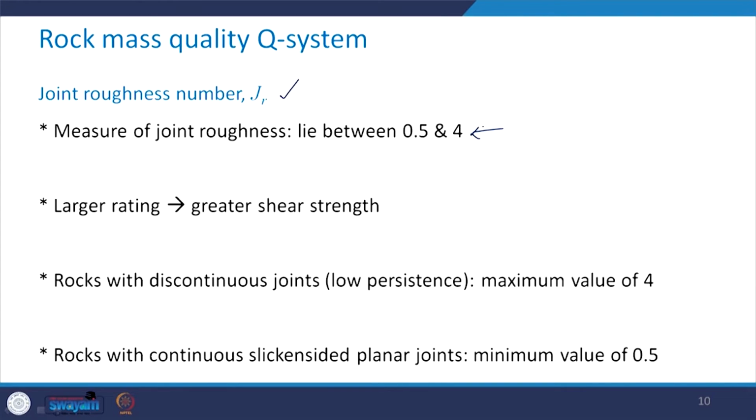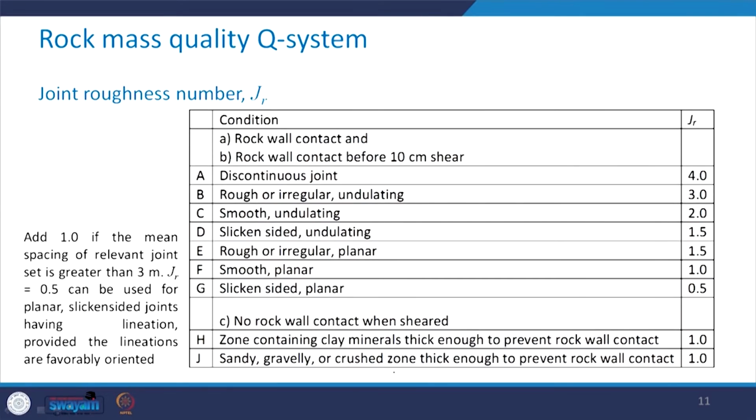Rocks with discontinuous joints, which have low persistence, will have the maximum value of 4, and when you have rocks with continuous slickensided planar joints, a minimum value of 0.5 is adopted. Based upon the condition of the joint, this rating is assigned as per this table. Here you can see that there are 3 conditions. The first one is rock wall contact, then rock wall contact before 10 centimeter of shear, and the last one is no rock wall contact when sheared.